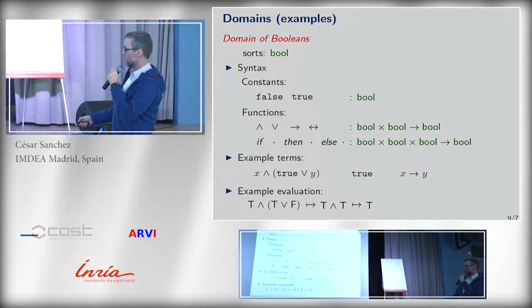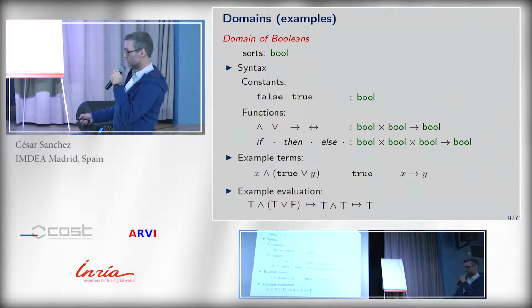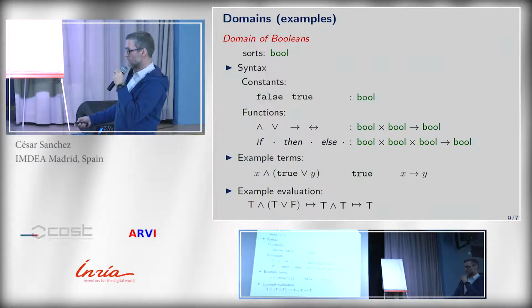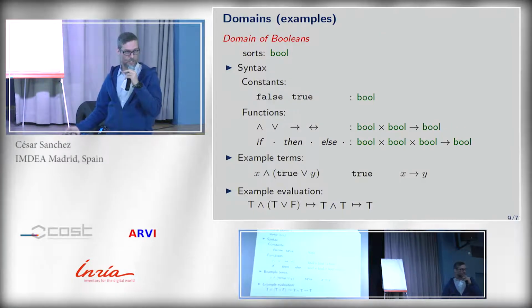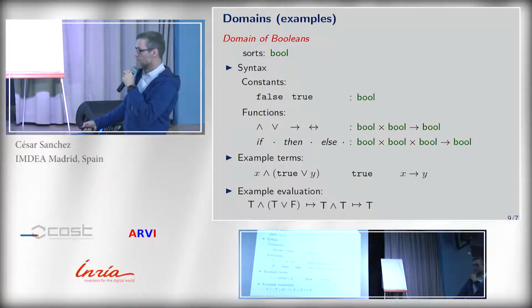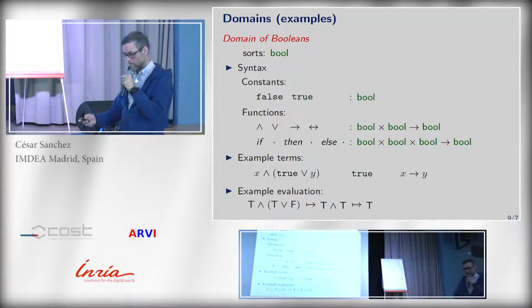And of course, you can do evaluations. So for example, if you have this formula, and x happens to be true, y happens to be false, true is true, this is what you have to evaluate. Now you use the evaluation of these functions, and obviously you compute true, as you see there. So this is syntax, typed, and this is an evaluation applying the interpreted functions.